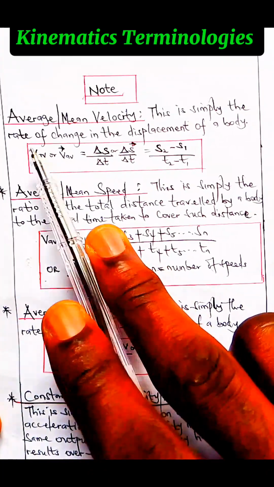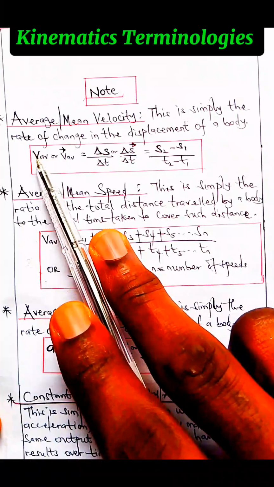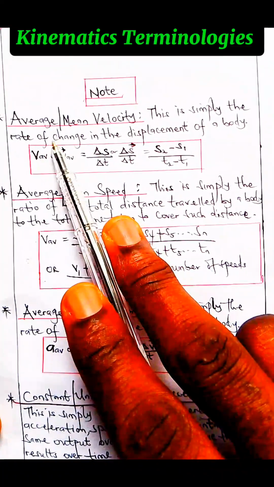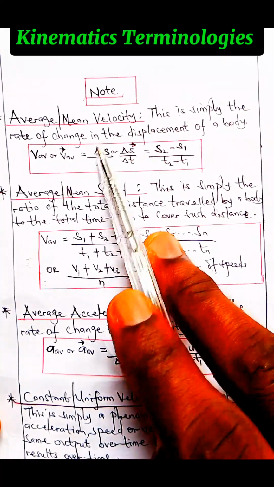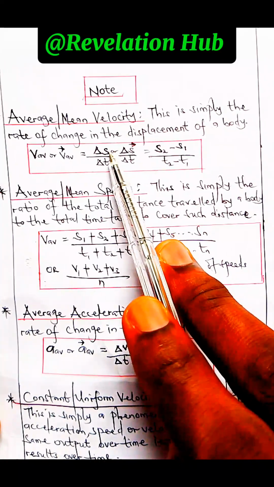As you can see, for average velocity or mean velocity, this V is bold, or we have an arrow on it. This symbol here is one of the Greek symbols, called delta. So this is delta S, or change in S over change in T. The S here is displacement.